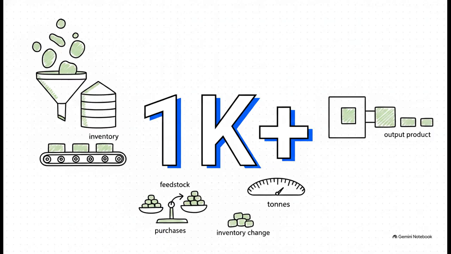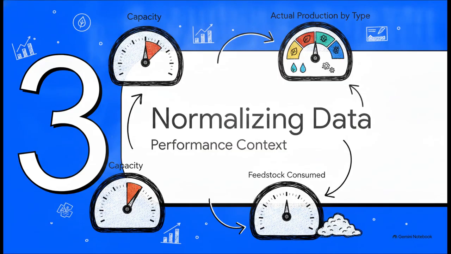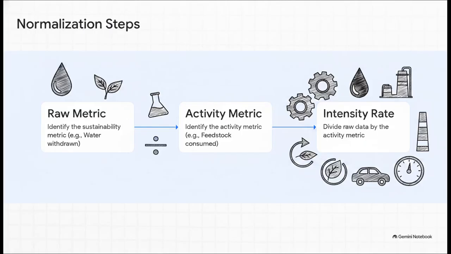Okay, so we've got our three dials: capacity, actual production by type, and feedstock consumed. How do we actually use them? Let's look at Section 3, Normalizing Data, Performance Context. Here's how all of this builds into our final analysis. The mathematical normalization formula is super straightforward, but man, is it powerful.